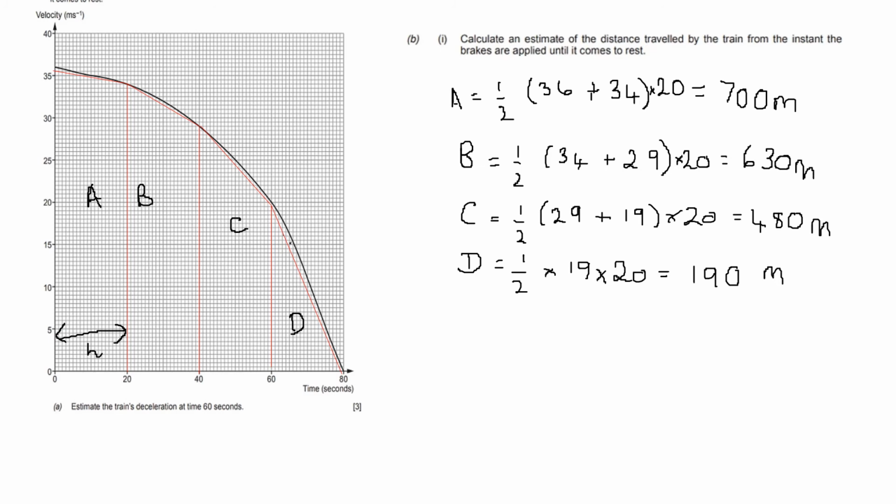And then I just need to add all of these together, and that will give me an estimate of the total distance travelled by the train. So the train's travelled about 2,000 metres.